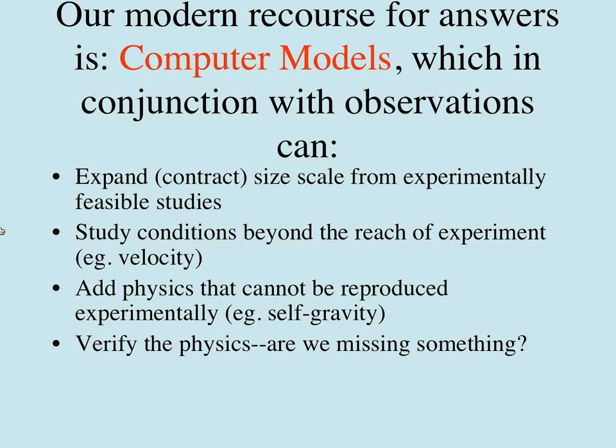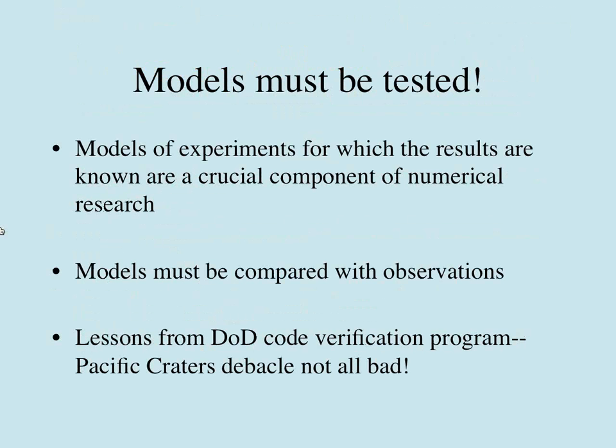The other thing that we can do is verify the physics. We can do computer models of processes, observe the results, and if the results do not match observations, that's a clue that we're missing something. Of course, it may also be a clue that there's a bug in the computer code, and you need to be judicious about just which is which, and when you stop hunting for a computer bug and start to say, I need to put in some new process.